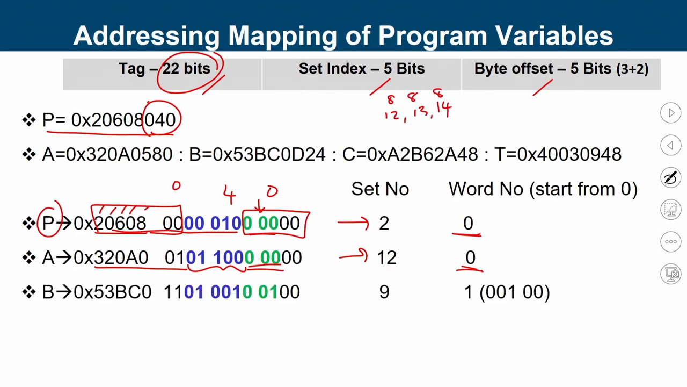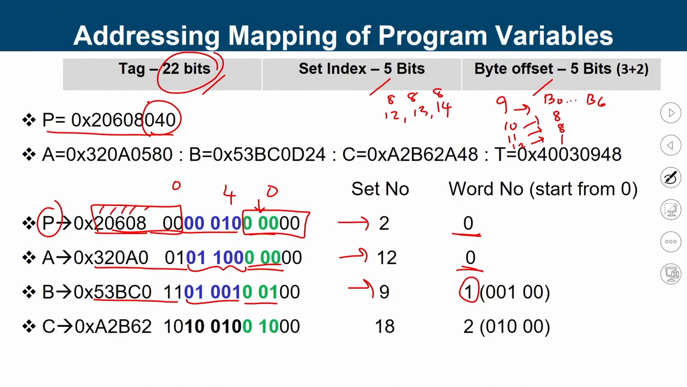Now, coming to B. B is actually stored in set number 9, but the word number is 1. So in set number 9, I am starting from word number 1 onwards. If I were starting at word number 0, I could store 8 words in the entire block, whereas in this case, B can store only 7 words because I am starting from 1. So in set number 9, I will store B0 up to B6, then set numbers 10, 11 and 12. Set 10 will store another 8, 11 will store another 8 and 12 will store 1.